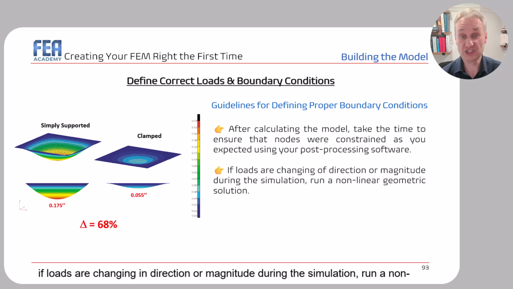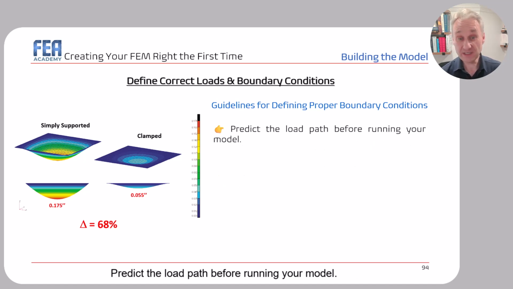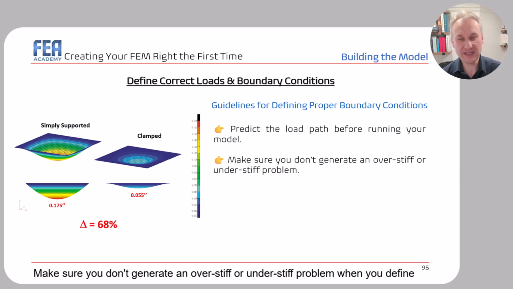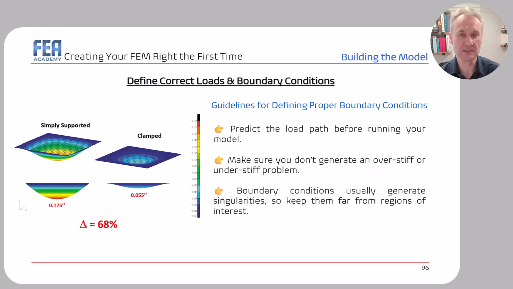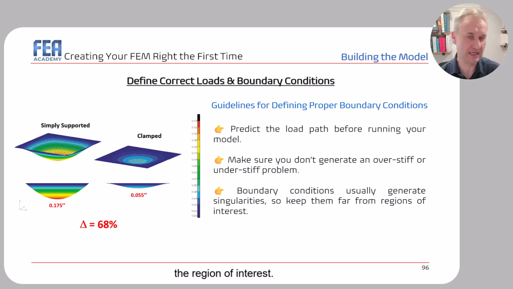If loads are changing in direction or magnitude during the simulation, run a nonlinear geometric solution. Predict the load path before running your model. Make sure you don't generate an overstiff or understiff problem when you define your boundary conditions. The boundary conditions usually generate singularities, so keep them far from the region of interest.